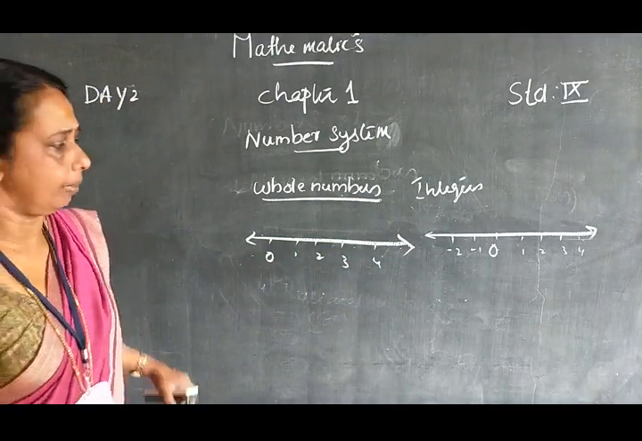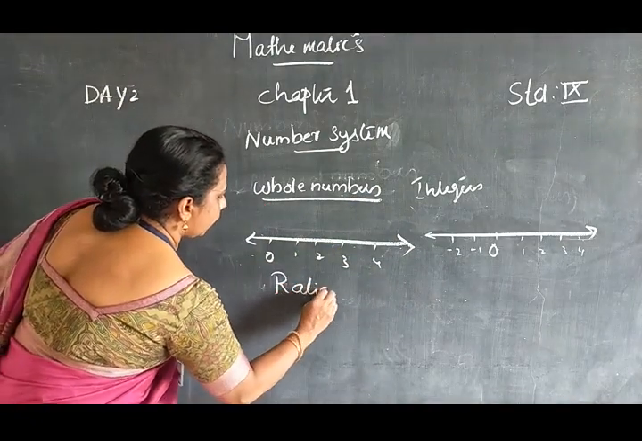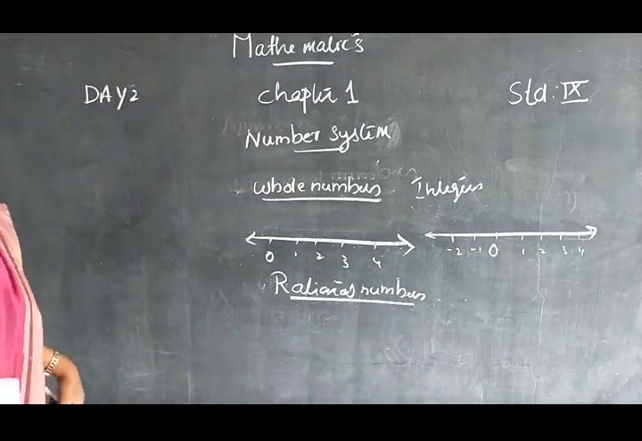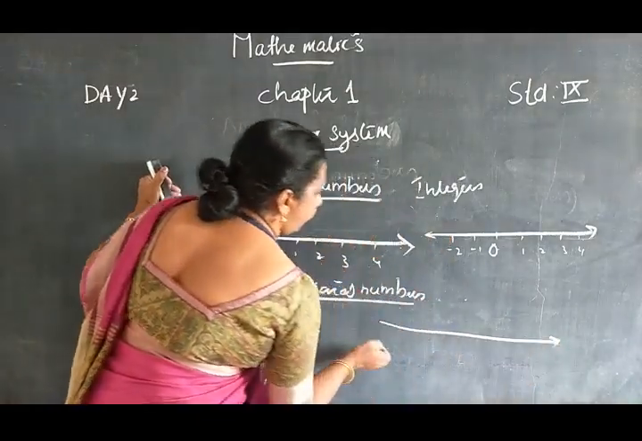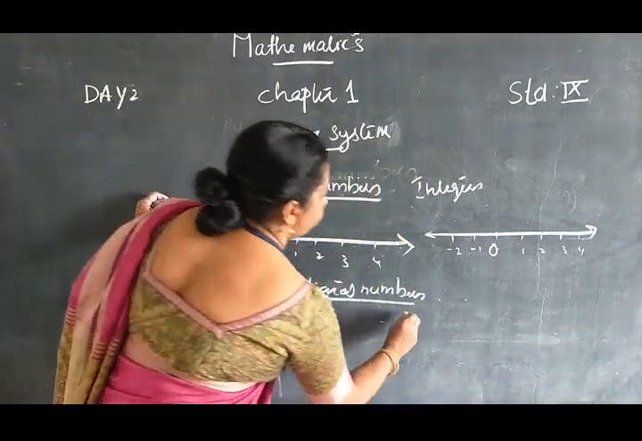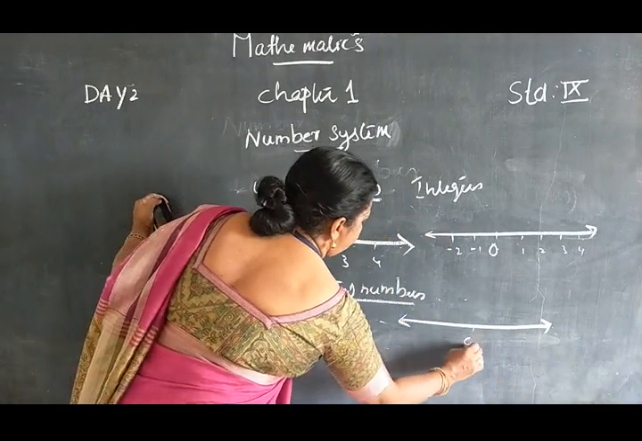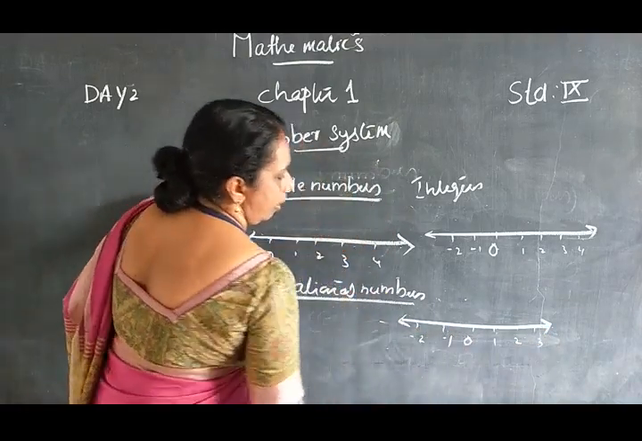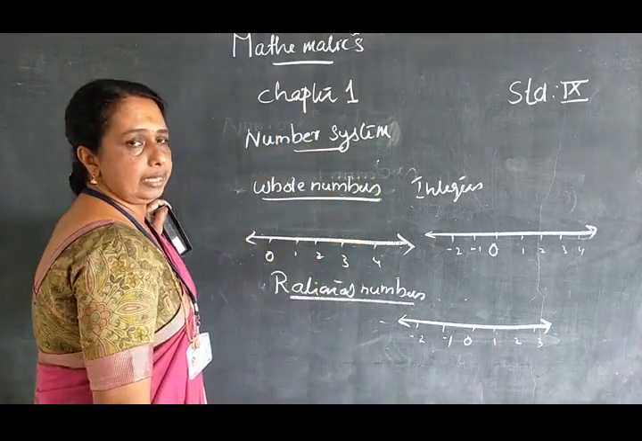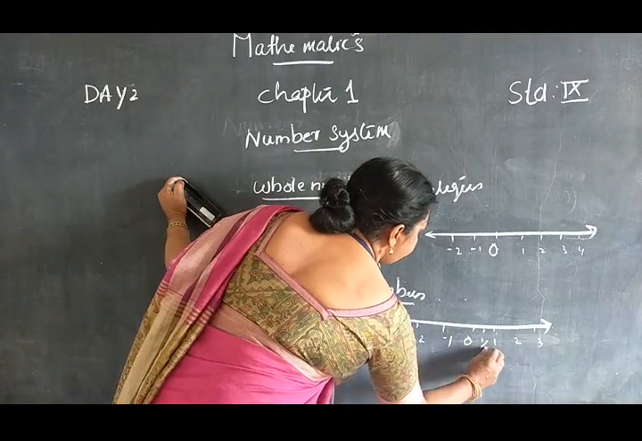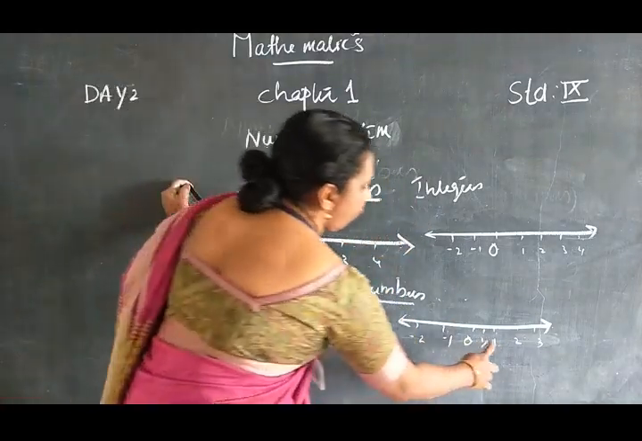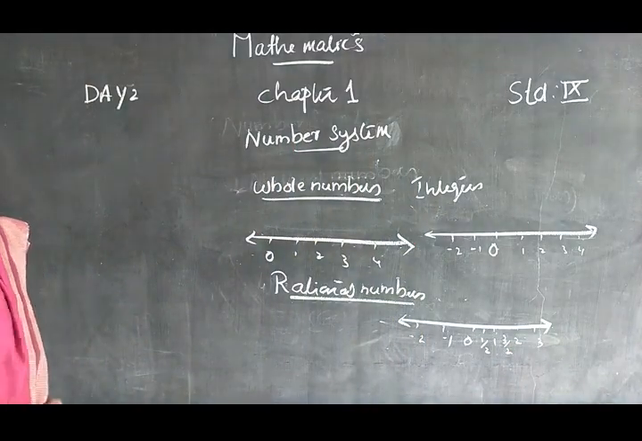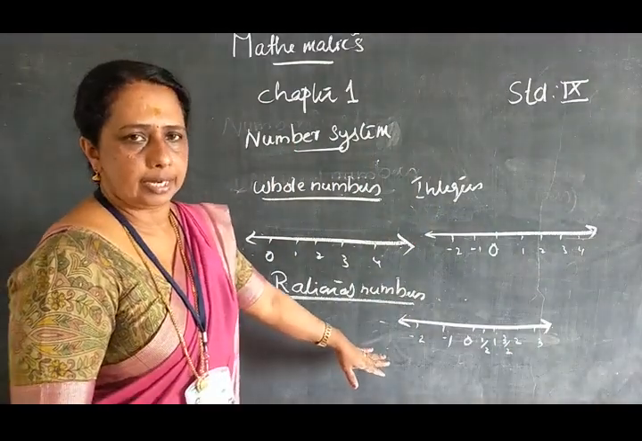Next, rational numbers on a number line. How can we draw the number line? Here 0, 1, 2, 3. Now between 0 and 1, there are divisions. The middle number we can write as 1 by 2. Between 1 and 2, this is 3 by 2. This way we can represent rational numbers on a number line. This much you already studied in the previous classes.